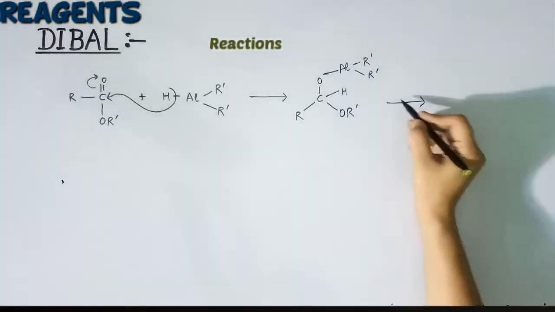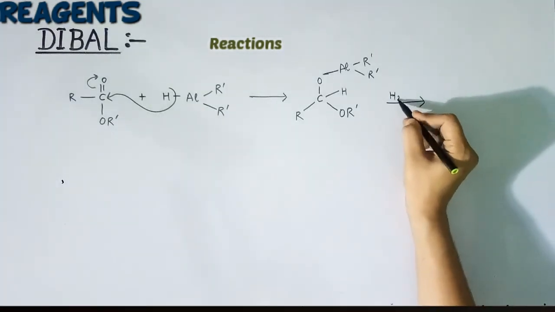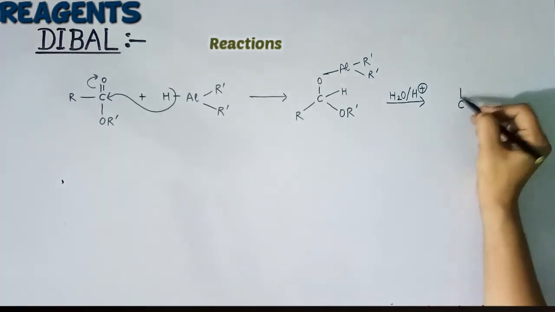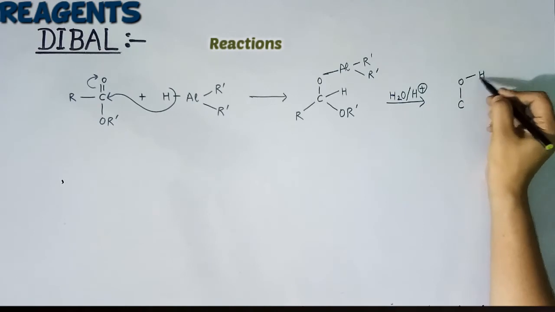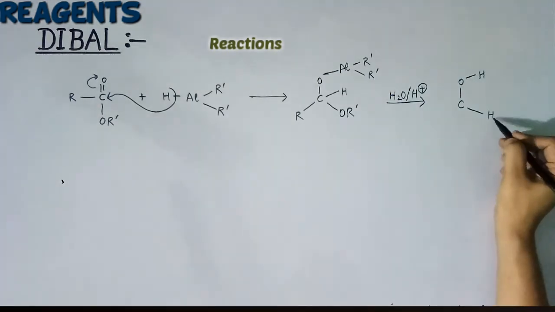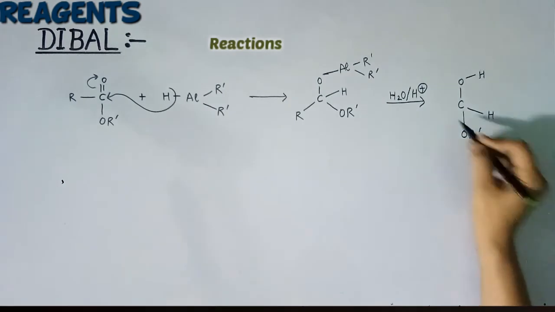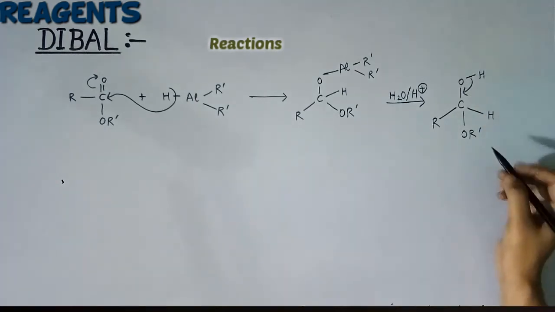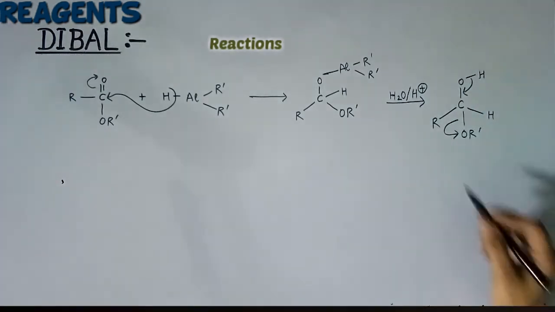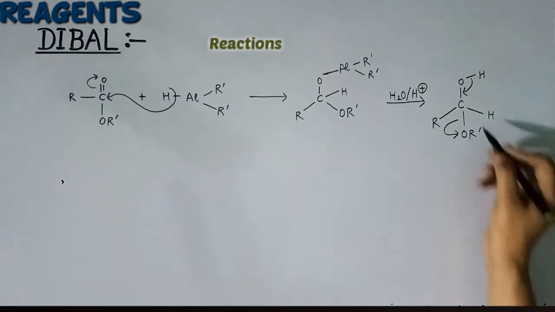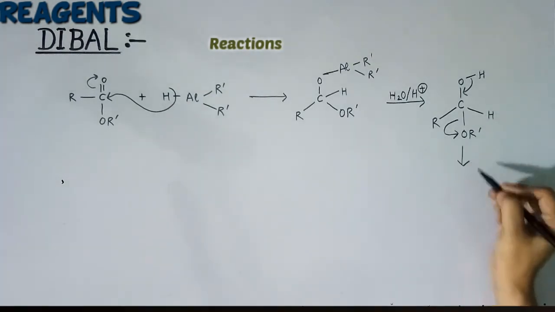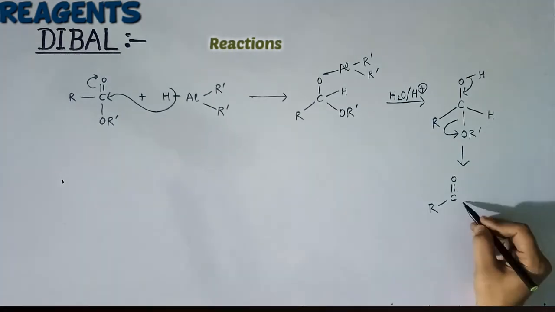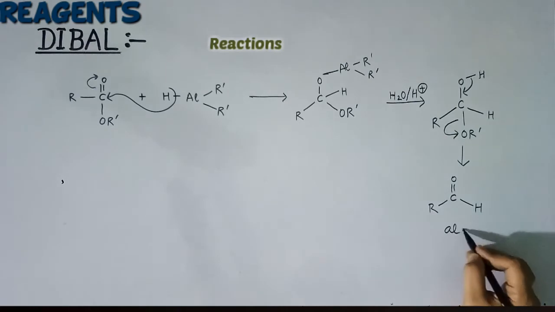Now in a similar manner hydrolysis will take place, and I am not writing it again and again, you can do it. So here this is formed after the hydrolysis. Now what will happen, this bond will break and this OR group will be removed. You know that this is a very good leaving group. So what is the product here? This is an aldehyde.